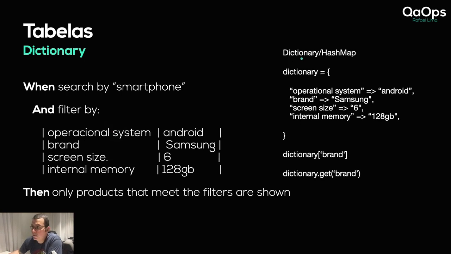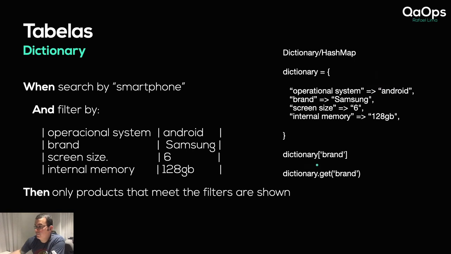This is going to be mapped to a dictionary or a hash map, depending on the language that you use. Java calls this a hash map. Python and Ruby call this a dictionary. PHP calls it an associative array. Right? So it's going to be mapped by key. We're going to have the key here and the value on the other side.